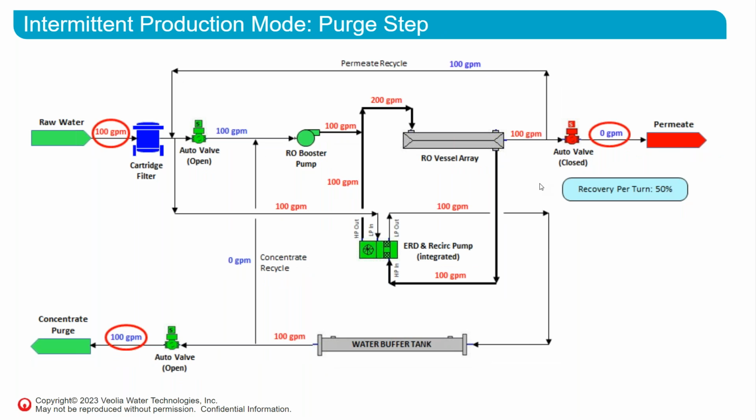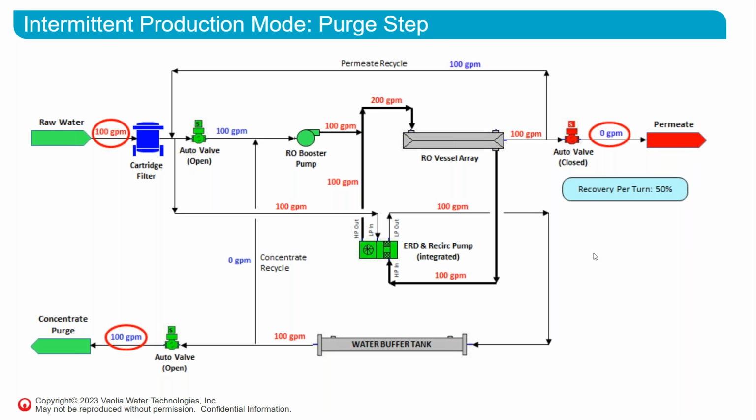Once we achieve the recovery we need, which is built into the PLC algorithm, all of a sudden it goes to the purge step, and this valve closes, and these two valves open. So now all of the water splits and goes through the booster pump into this energy recovery device. And all of our concentrate now, instead of being recycled like it was in the previous step, is all purged out. So now we're running at 0% recovery momentarily. We're still running at the same 50% per turn recovery, but in this case, all of our raw water coming in is leaving as concentrate. So we're purging out the salts that we had accumulated over the last service step. So this is operating in intermittent production mode, meaning we don't have any permeate during this step.